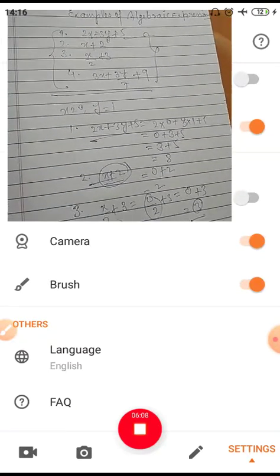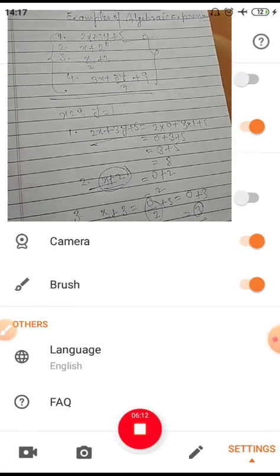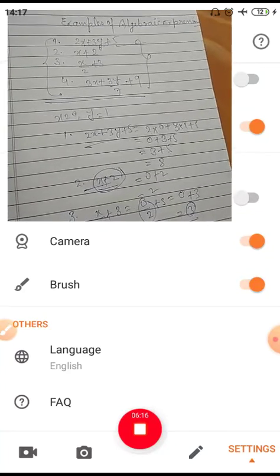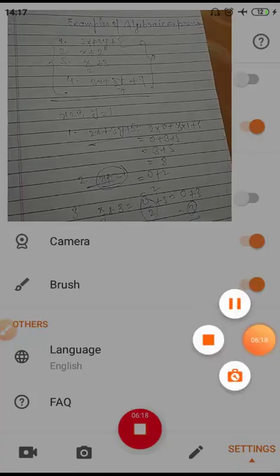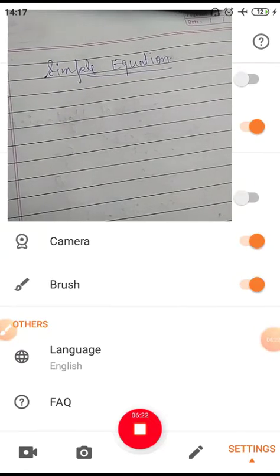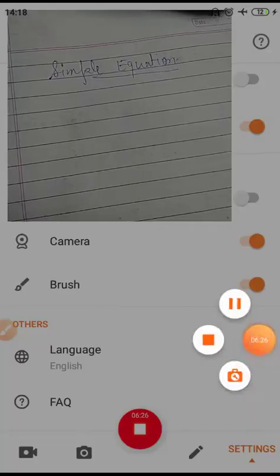I want to tell you about the difference between algebraic expression and equation. To understand simple equation, let's see the video.